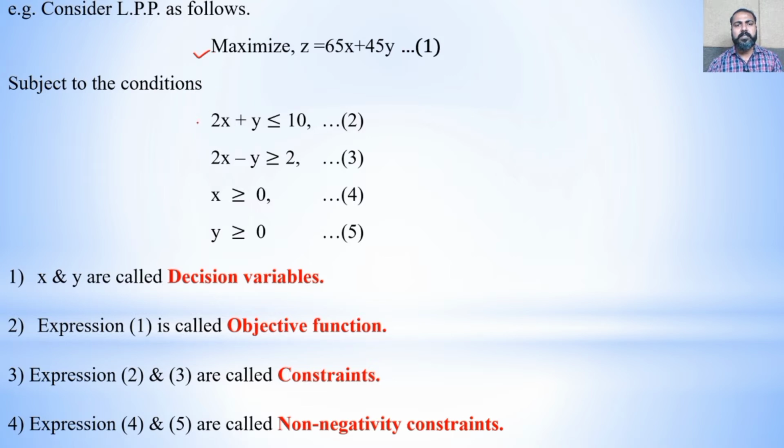Subject to the conditions, here two conditions are given: 2x + y ≤ 10 and 2x − y ≥ 2. These two conditions are called constraints, and the conditions x ≥ 0 and y ≥ 0 are called non-negativity constraints.